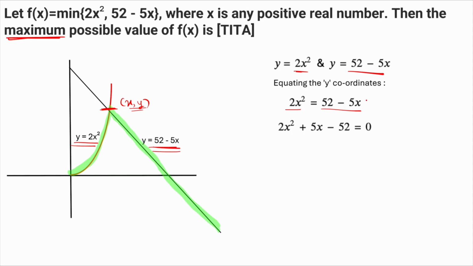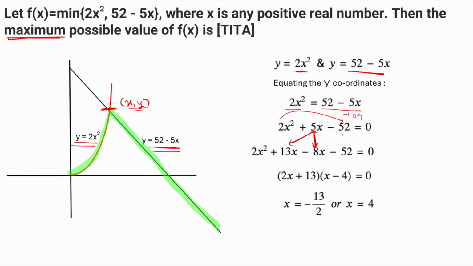On simplification, this becomes a quadratic, 2x² + 5x − 52. I want two numbers whose product is 2 into 52, that is 104 (with a negative sign), and the sum should be 5. Some knowledge of tables will tell you the numbers are +13 and −8. So I can break 5x as 13x − 8x, right? So the quadratic now becomes 2x² + 13x − 8x − 52 = 0. This simplifies to (2x + 13)(x − 4) = 0, or x is −13/2 or x is equal to 4.